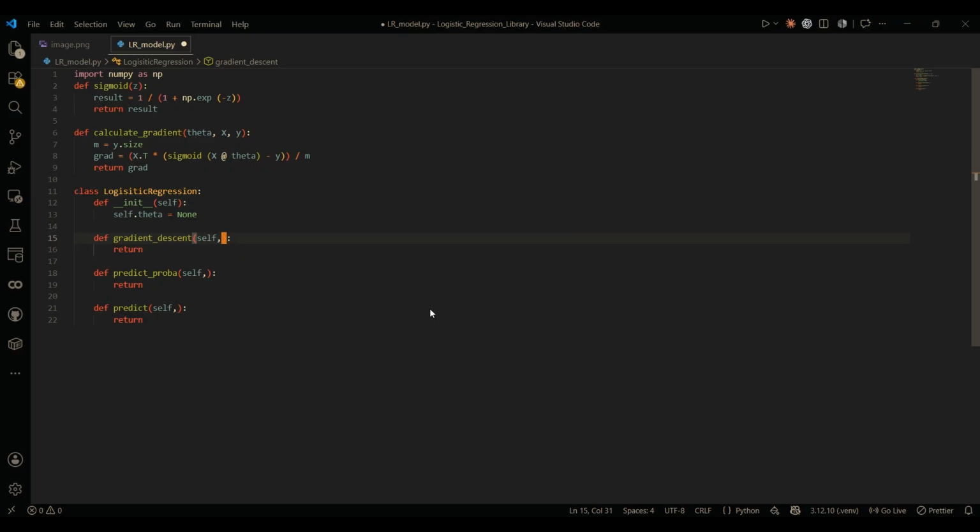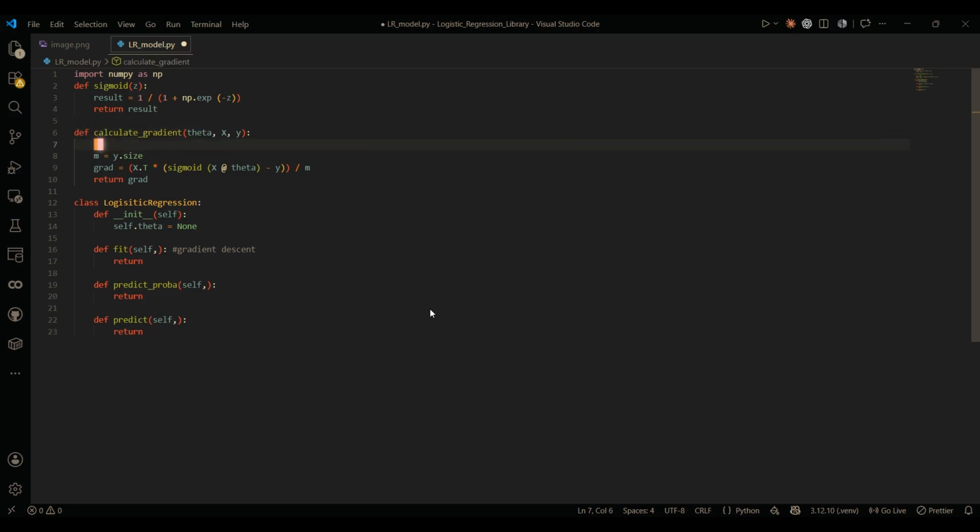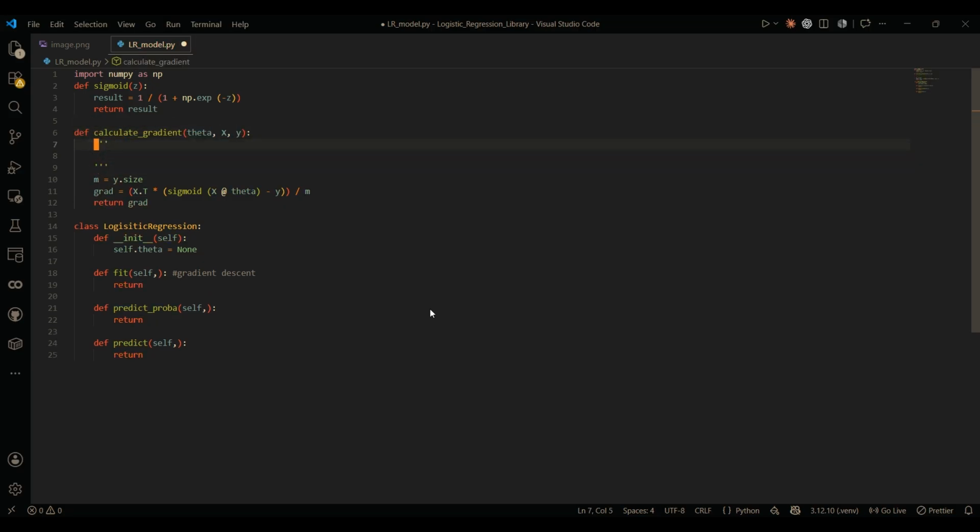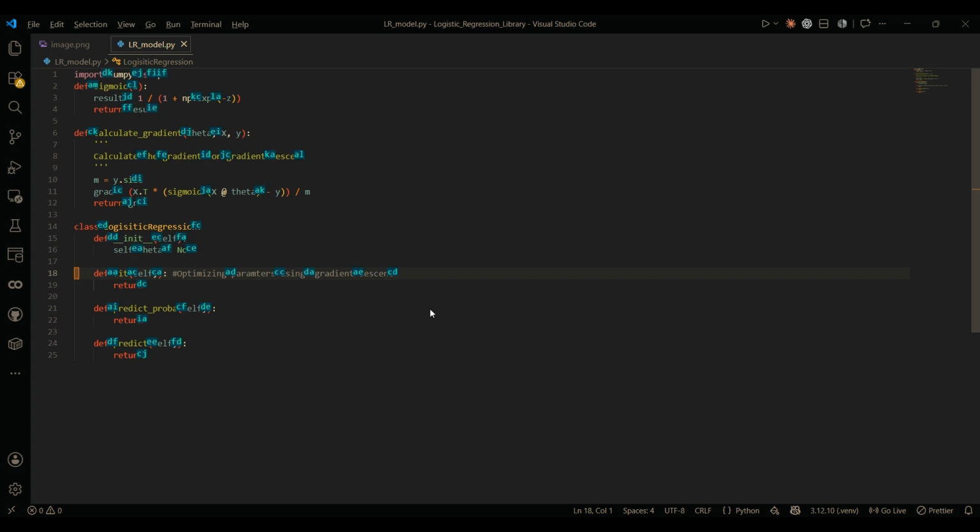Gradient descent, usually in scikit-learn, we call this fit, right? Let me just clarify right here, gradient descent, and describe something right here, like calculate the gradient for gradient descent. This is optimizing parameters using gradient descent. Okay, so for fit, of course we need x and y.